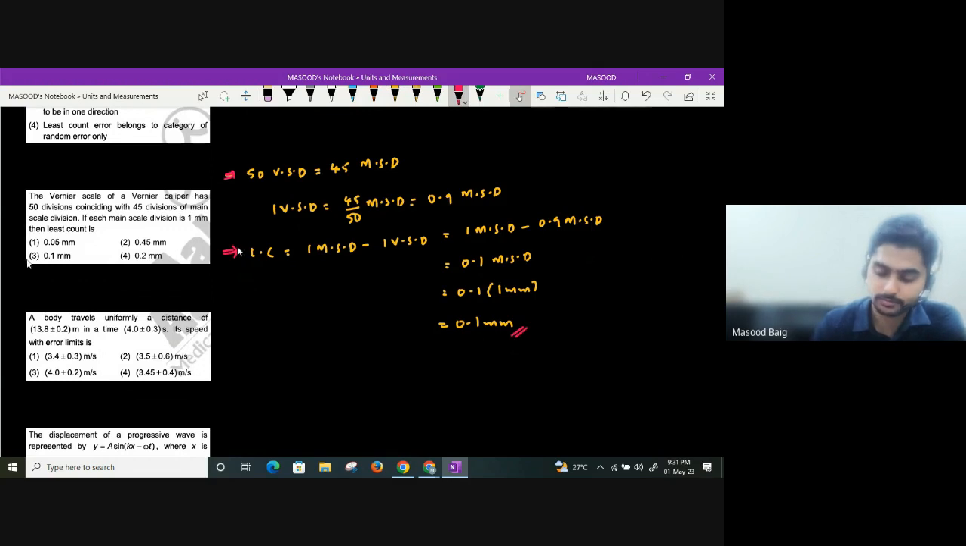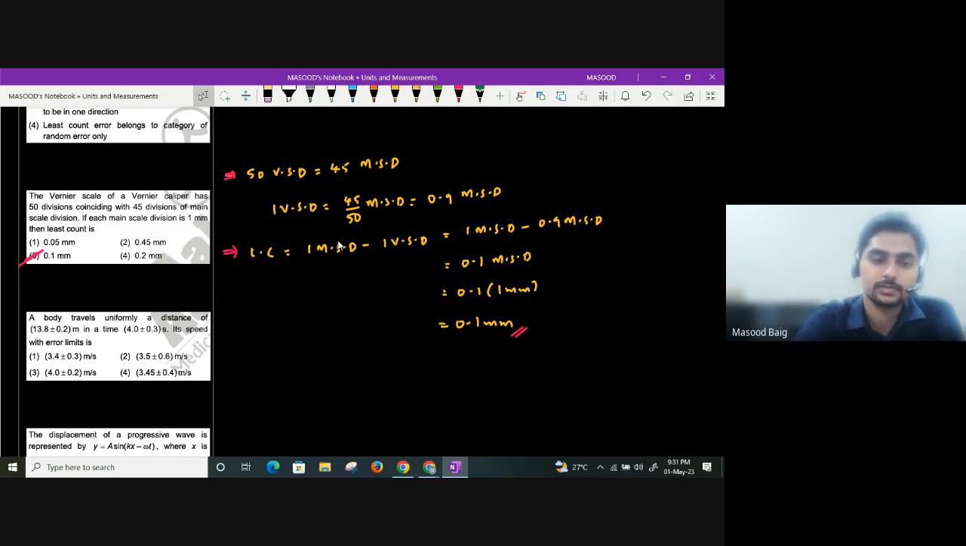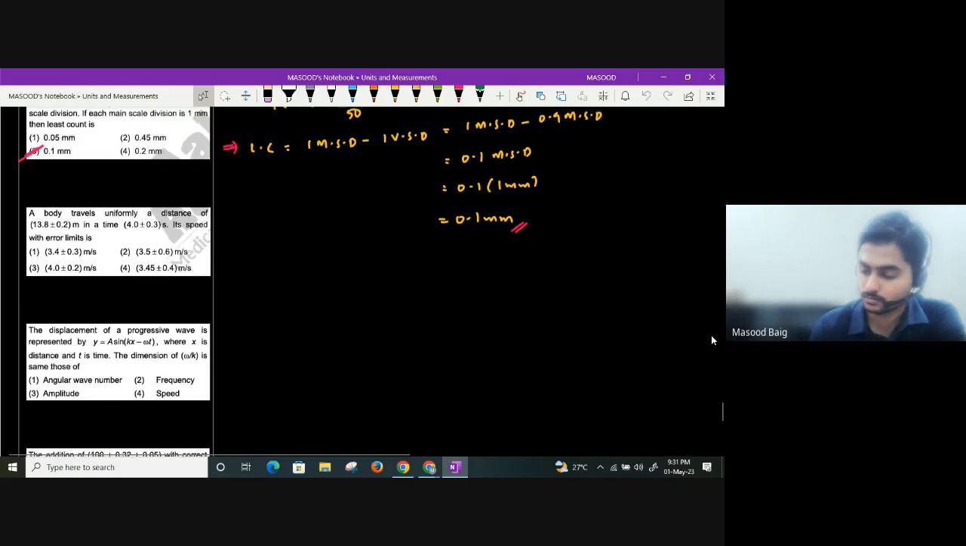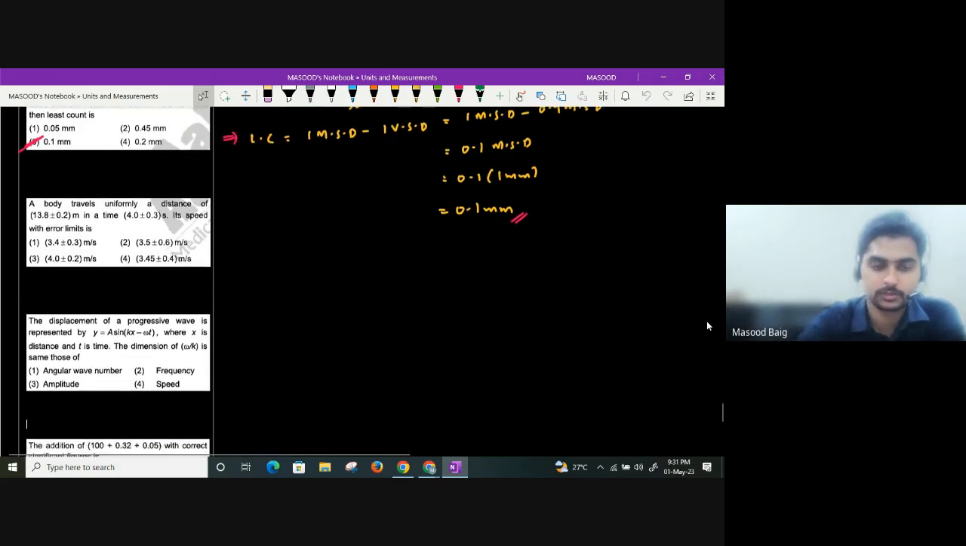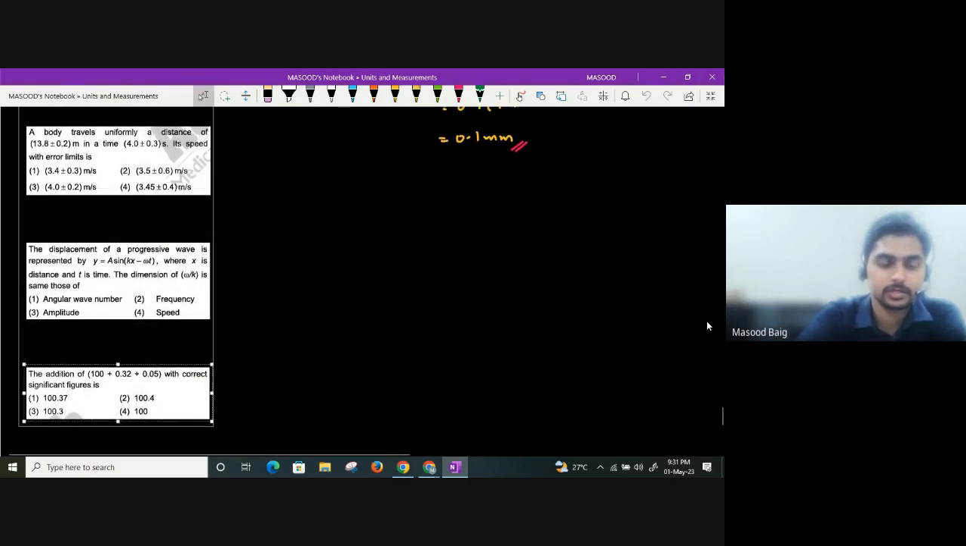Clear, all of you? Right? 50 divisions in general should coincide with 49 divisions, guys. But here you can see 50 divisions are coinciding with 45. So it is an abnormal caliper. Whether it is normal or abnormal, least count will still be given as 1 main scale division minus 1 vernier scale division. Clear, all of you? Yes or no? I think the rest of the questions you can solve.